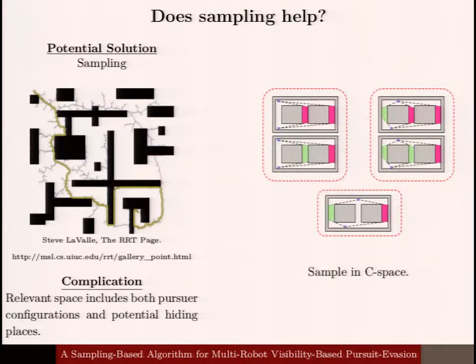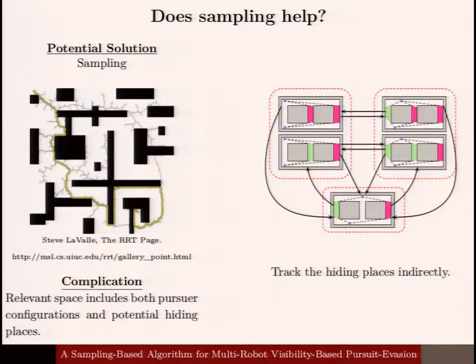So the general idea is that we want to sample in the configuration space. You'll see these supernodes outlined by those dashed ovals. Each of the configurations in that space are the same. And the intuition is that we want to be able to track these hiding places indirectly. So you'll see this data structure that is able to connect up these subnodes.